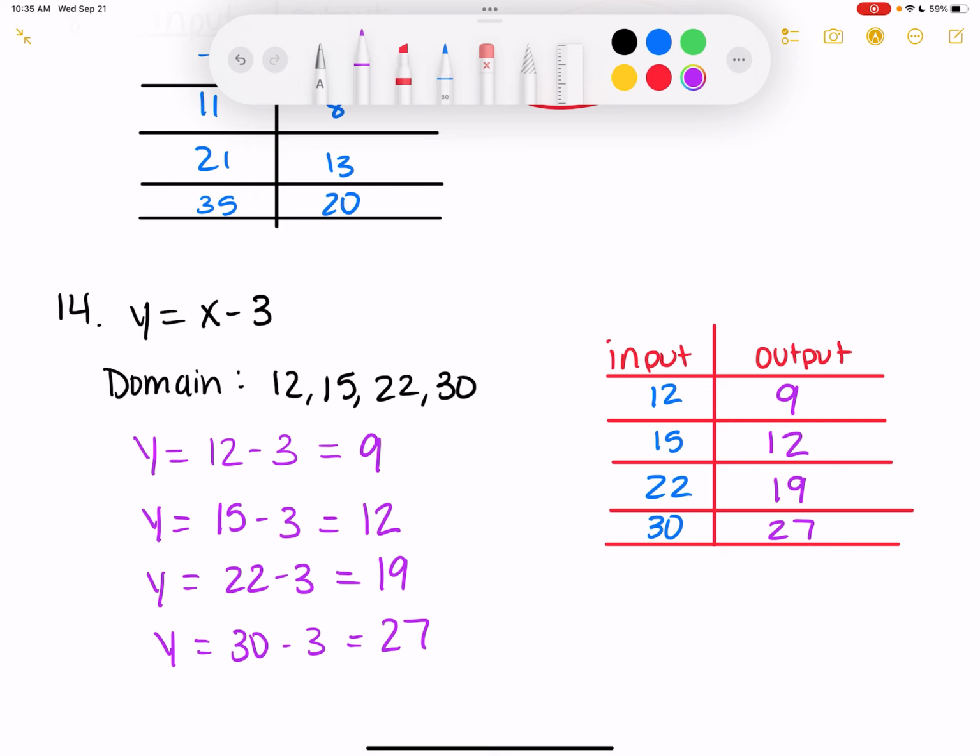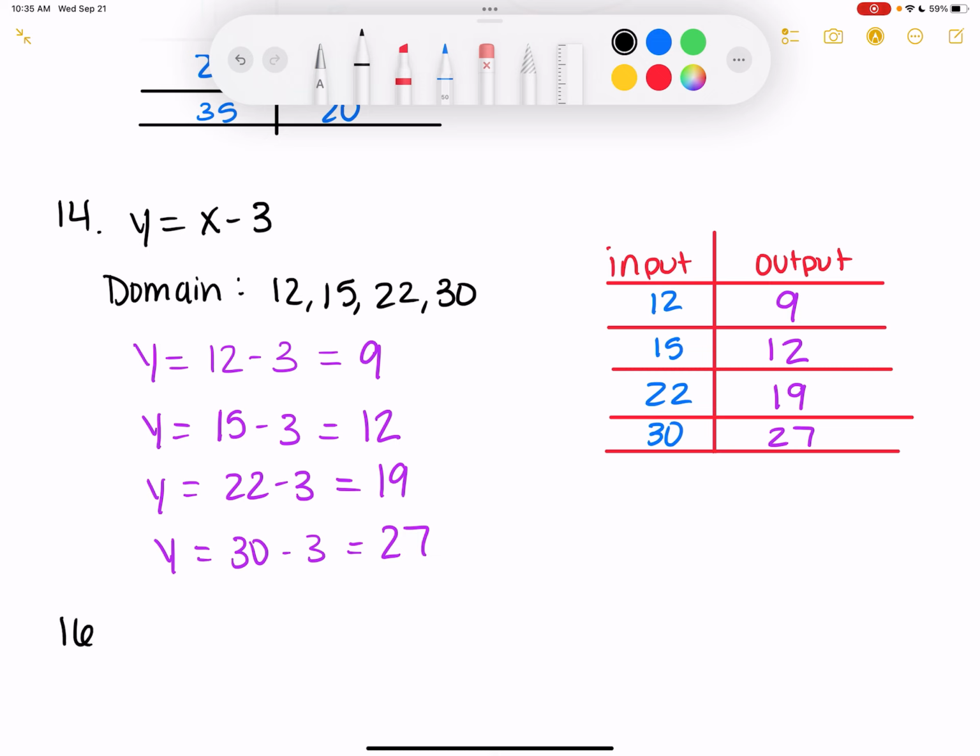So that's all that this problem is asking you to do. Okay, so it's got several steps to it, but we're ultimately just trying to find this here. Let's look at one more of those.